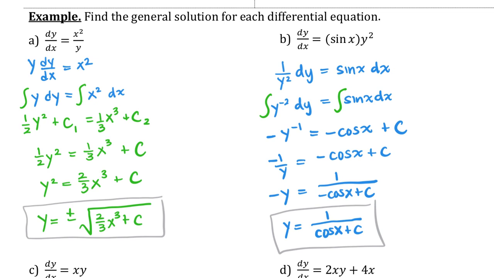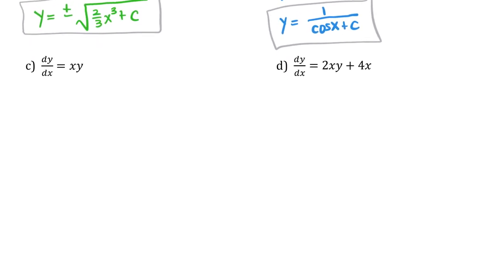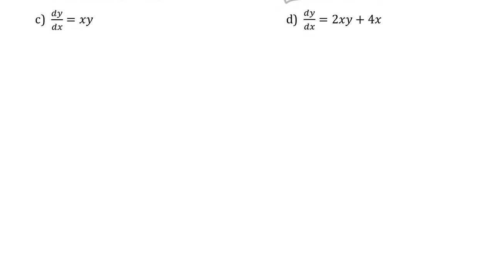Okay, let's try 2 more. Okay, c, dy dx equals x times y. Since there's an x and a y, I'm going to separate the variables, so I can do separation of variables. I'm going to move the y's to the left and the x's to the right. So I'm going to divide by y, so it'll be 1 over y dy. And I will have x dx.